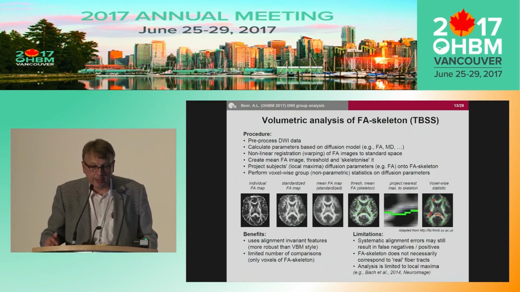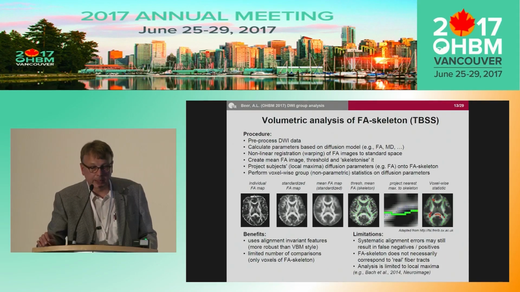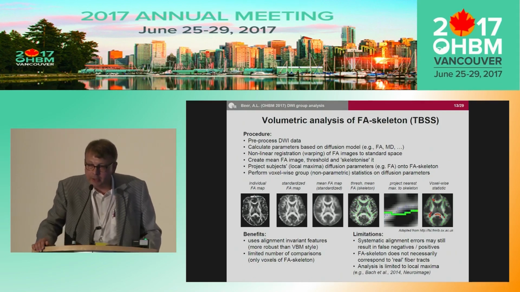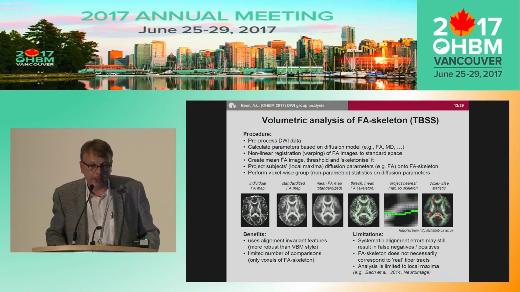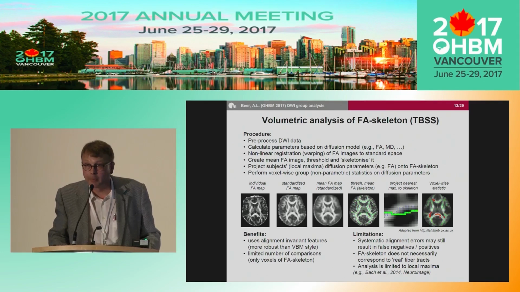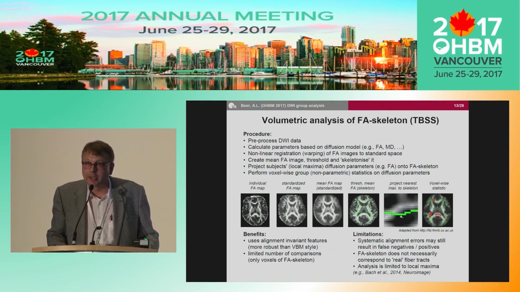As a consequence of that, the Oxford group has developed this track-based spatial statistics approach. It tries to solve these problems. The main step here is that you do this warping or standardization on the fractional anisotropy map. So you calculate the individual FA maps, then you nonlinearly register them to the standard FA map. You create a mean FA map in the standard space. You threshold that in order to get a skeleton, which is indicated here in green. And then you project the individual FA maps onto that skeleton.